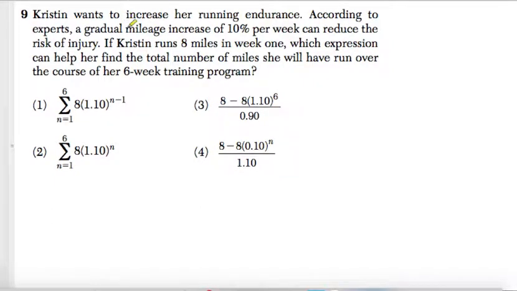Okay, Kristen wants to increase her running endurance. According to experts, a gradual mileage increase of 10% per week, so we know it's 10% increase per week, that's exponential growth, can reduce the risk of injury. Kristen runs 8 miles in week 1. Which expression can help her find the total number of miles she will have run over the course of her 6-week program?